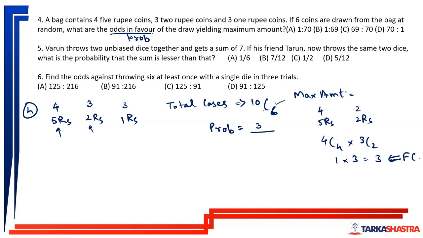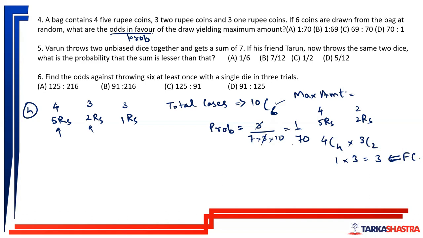I am trying to solve 10C6 mentally. It will be 7 into 8 into 9 into 10 upon 1 into 2 into 3 into 4. So what remains with us is 7 into 3 into 10. So this is gone, this is gone. Probability is 1 by 70.